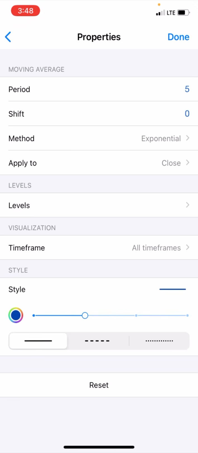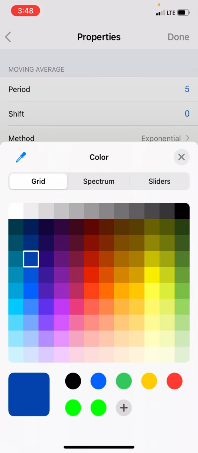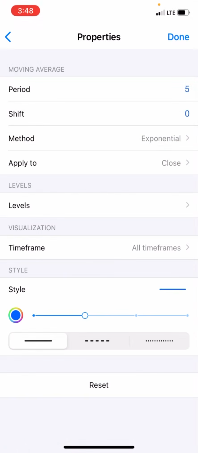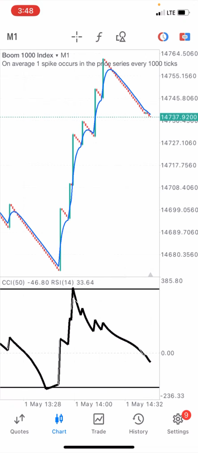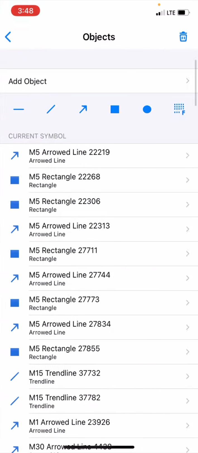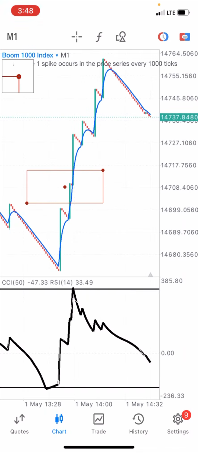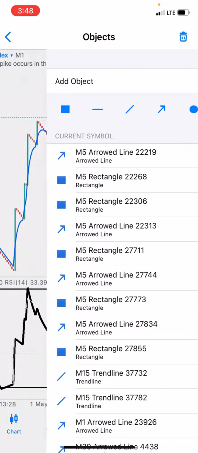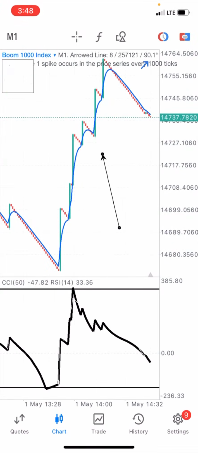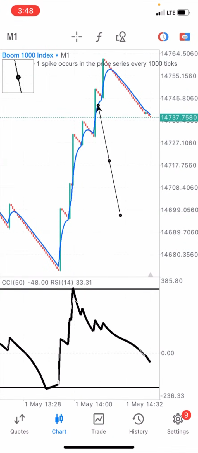For the moving average on my main chart, I'm using the blue color. I can decide to change that to red or purple or whatever color, but I like it to be blue, so I'm leaving it at that. You click done when you're done with that, and you have the moving average appear on your main chart, just like what we have here. You see the blue line on our main chart; that is the moving average that we just added.